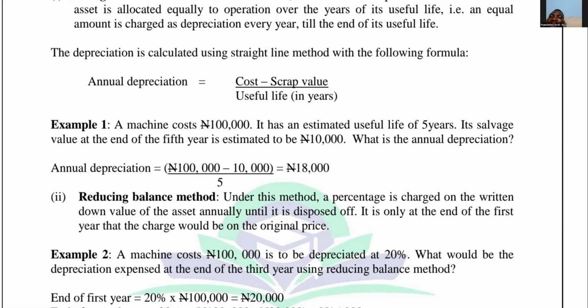Now, the reducing balance method is actually the one that uses a percentage.